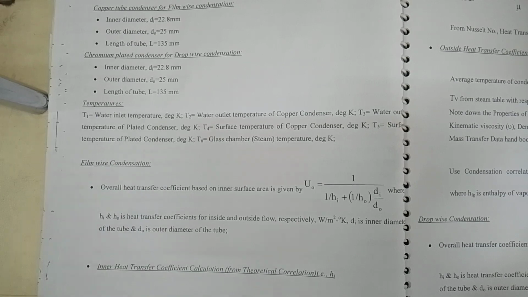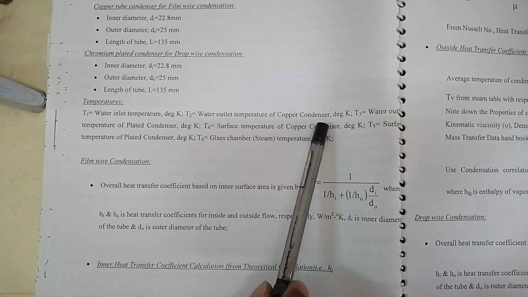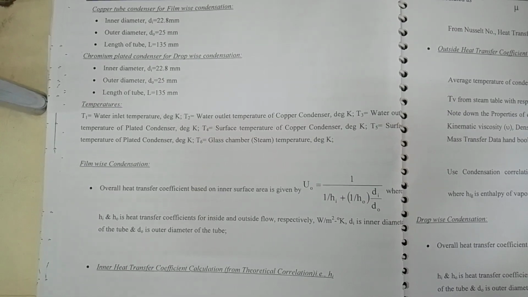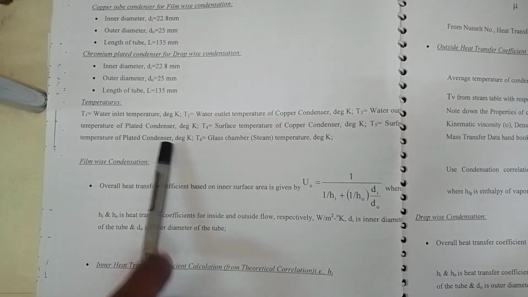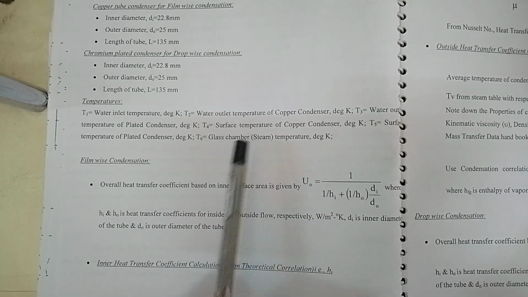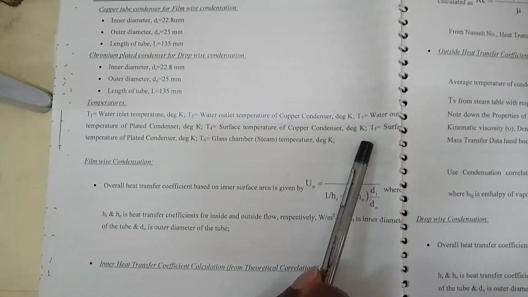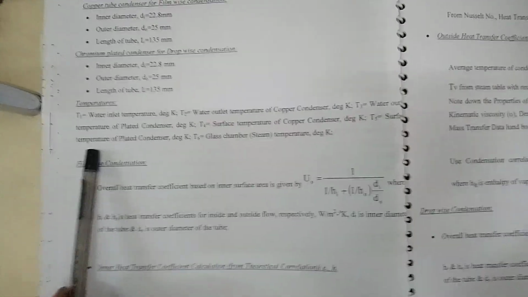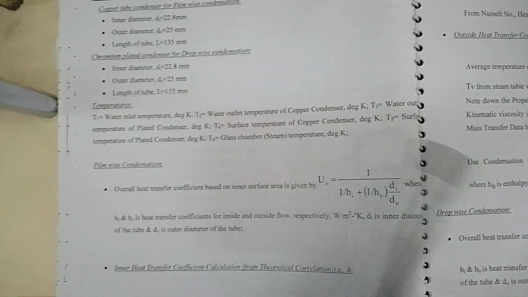in Kelvin, and T2 is the water outlet temperature of the copper condenser, also in Kelvin, and T3 is the water outlet temperature of the plated condenser. T4 is the surface temperature of the copper condenser in Kelvin, T5 is the surface temperature of the plated condenser in Kelvin, and T6 is the glass chamber temperature.